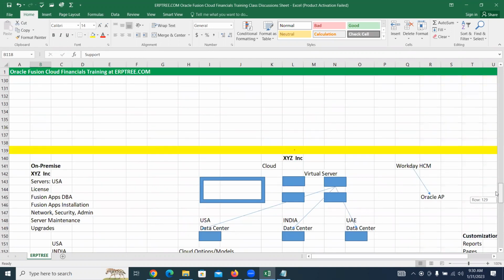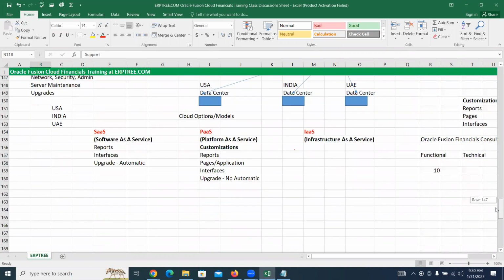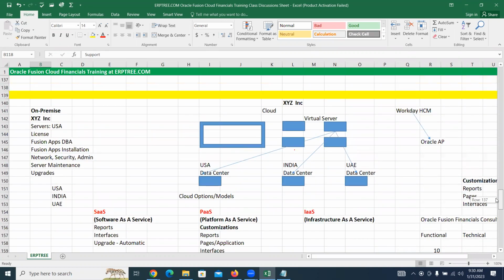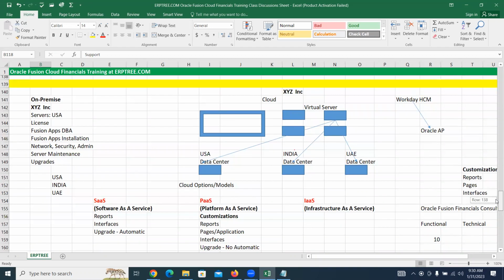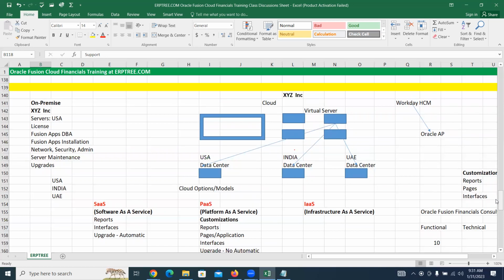Questions, please. So you will get this sheet also. This sheet also you will get for your reference. Not only this, everything, whatever we discuss in the classes, I will write in the spreadsheet and you can get this. You can just go through it.